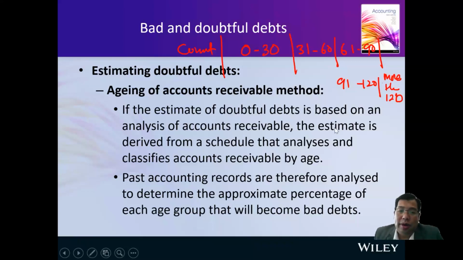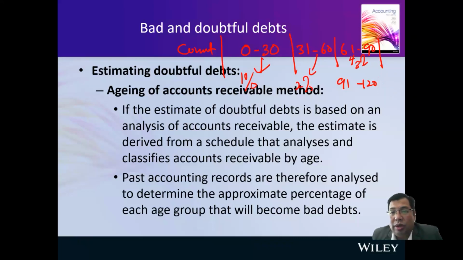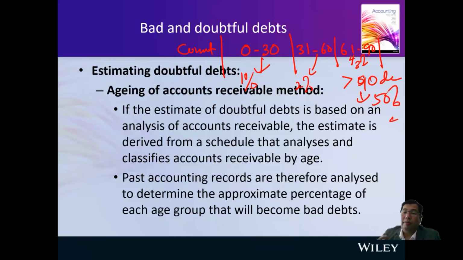Okay. So the past accounting records are analyzed to determine the approximate percentage of each group that will become bad debt. So you come up with an estimation: maybe for this group the bad debt may be 1%, the second group is 2%, this one is 3%. And for more than 90 days, the probability may be 50%. So you are using the percentage technique to determine your doubtful debt.